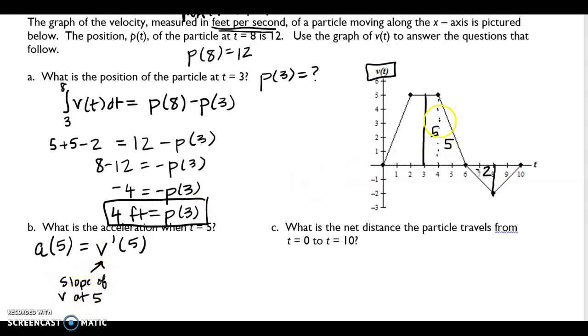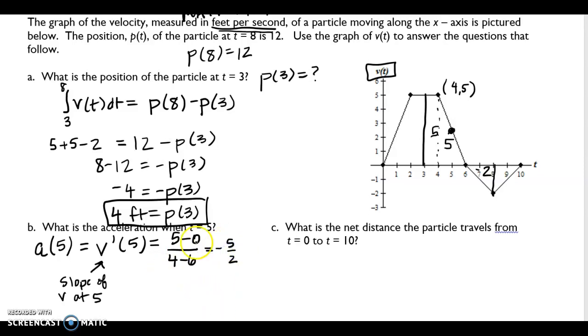And so I'm going to look on my graph over here. I see my graph at 5. My slope then, I can just use the endpoints. So I've got the point 4 comma 5 and then 6 comma 0. So change in y over change in x, 5 minus 0 over 4 minus 6. So that's going to give me negative 5 over 2.